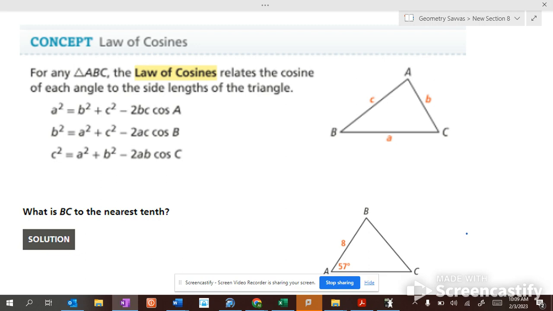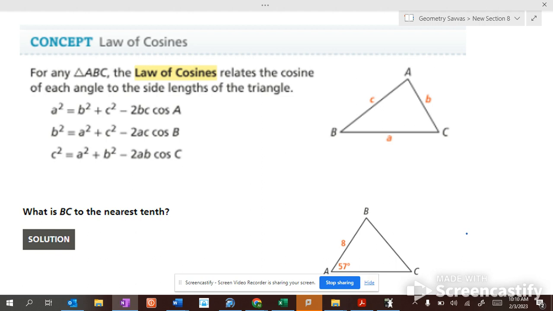cosine of A. If angle B is involved, then you say b squared equals a squared plus c squared minus 2ac cosine of B. And if C is involved, you say c squared equals a squared plus b squared minus 2ab cosine of C. Okay? It all depends which angle is involved on which law of cosines you use.